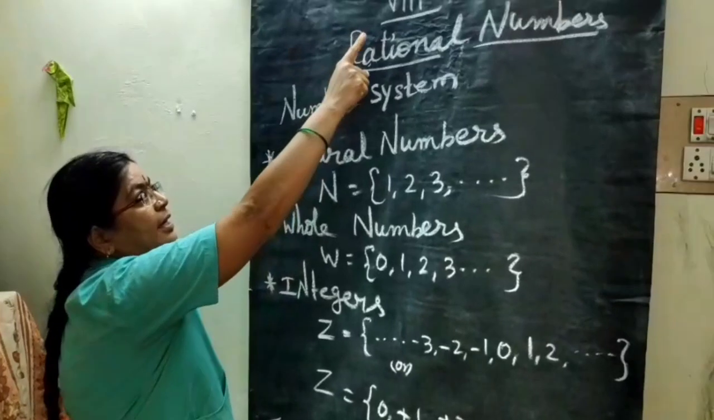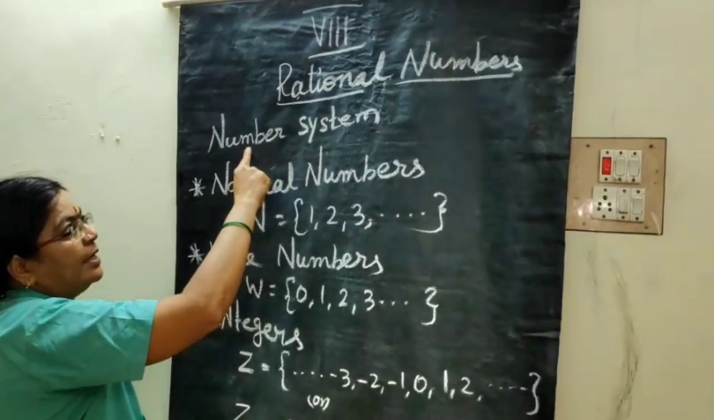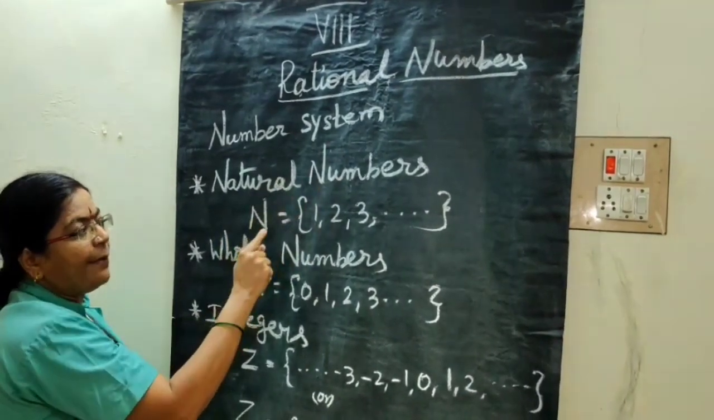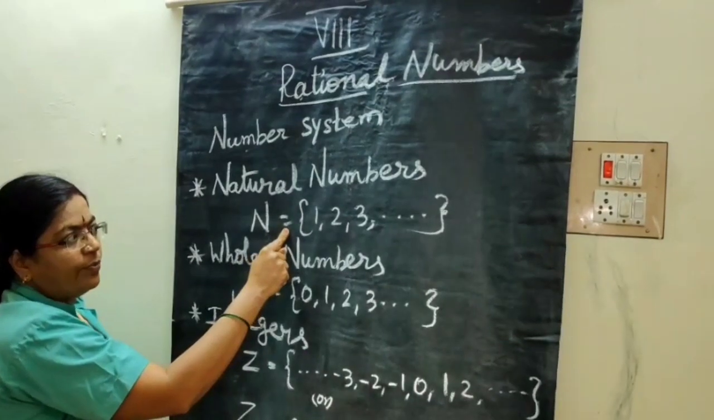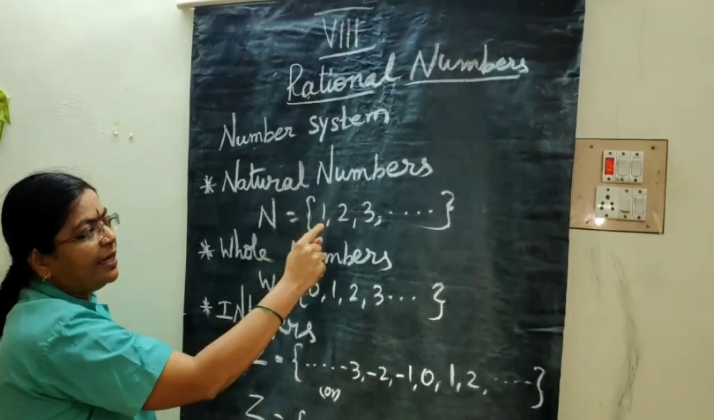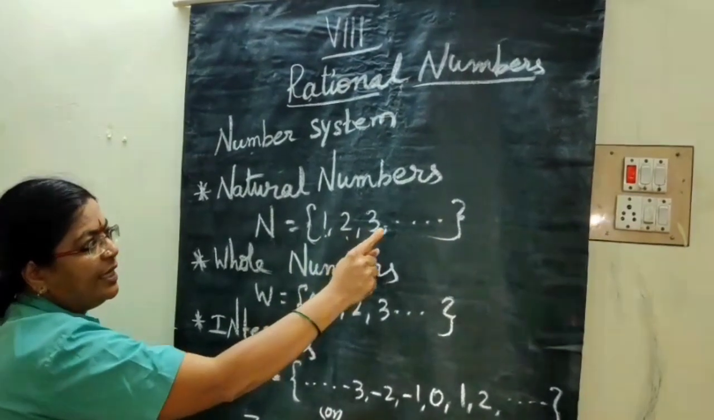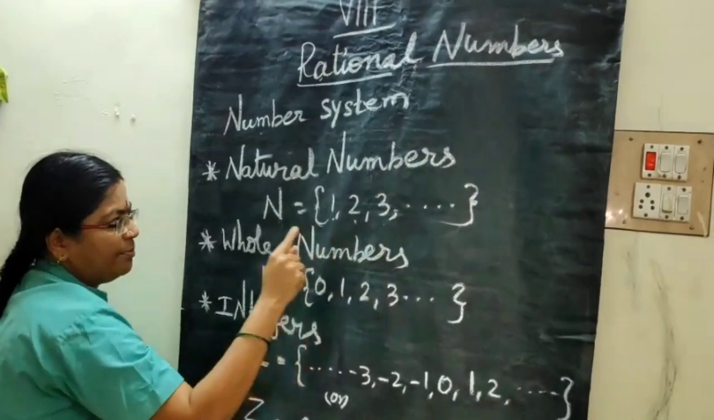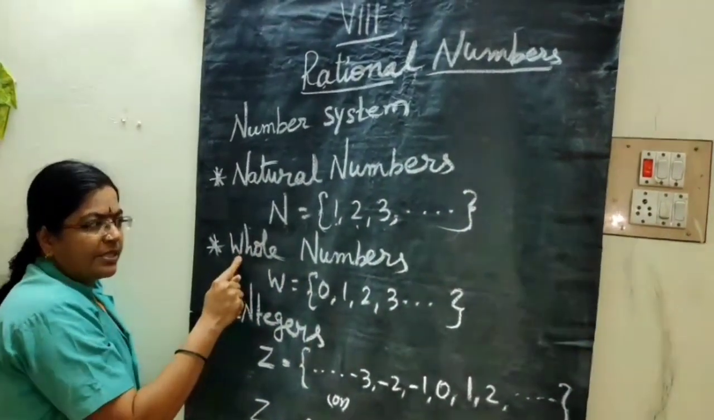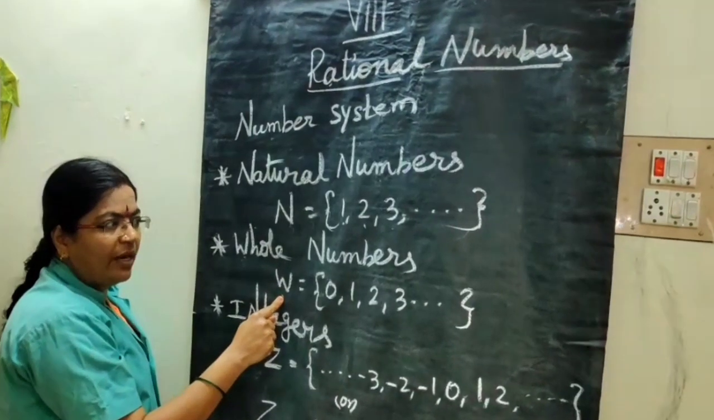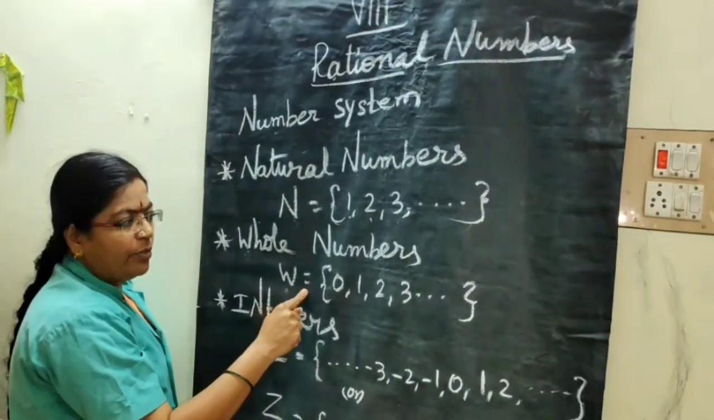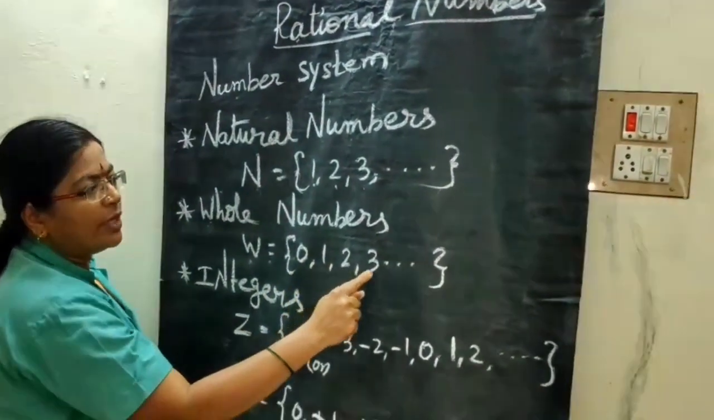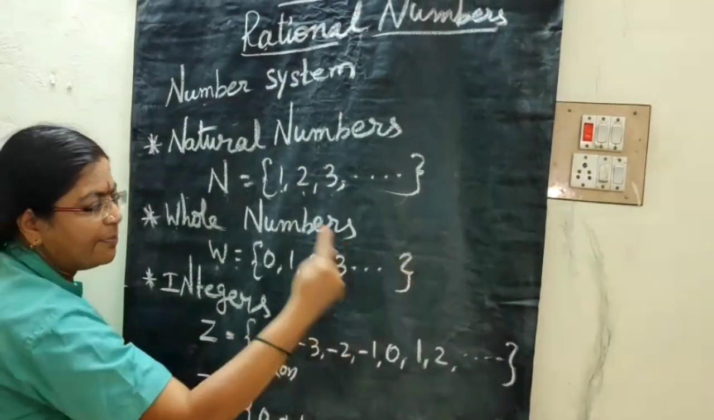Students, rational numbers, number system. Natural numbers are denoted by the capital letter N equal to, start the set bracket, 1, 2, 3 going on, close the bracket. This is called the natural numbers. Next, whole numbers are denoted by the letter W. You know this very well from last year. W equal to, set bracket start 0, 1, 2, 3 going on, close the set bracket.